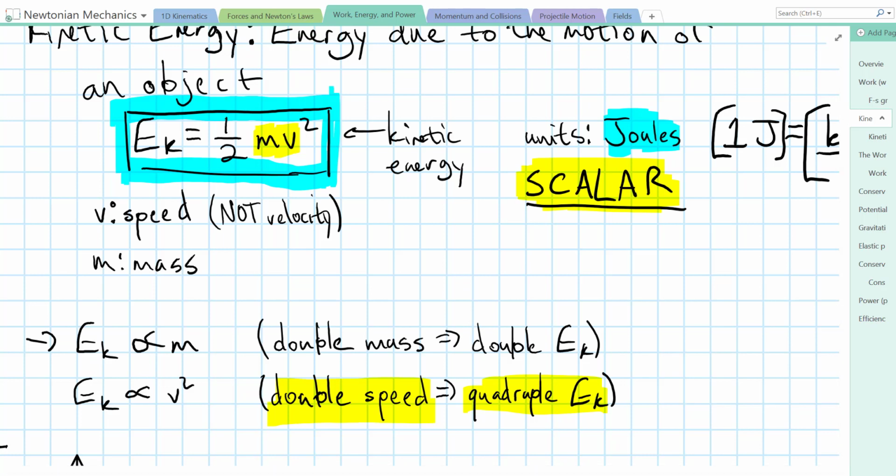And this is important for things like if you're driving a car. If you're driving twice as fast, it's going to take 4 times as much distance to stop the car, because you have 4 times as much energy.